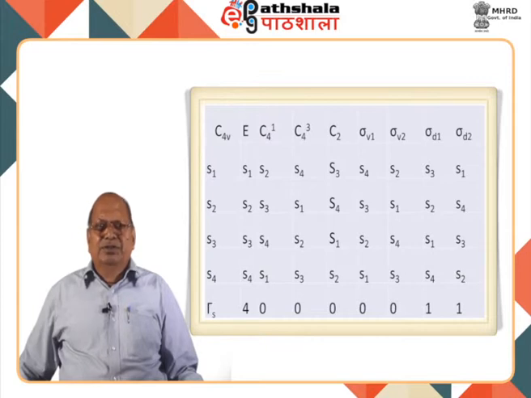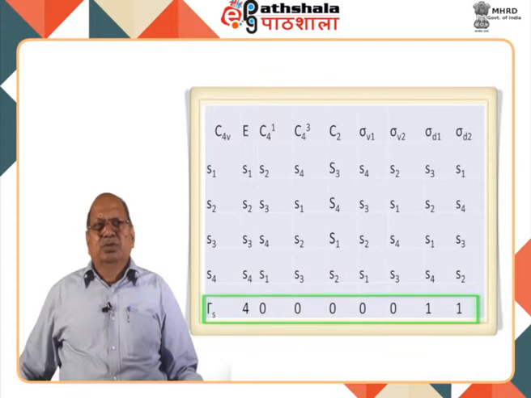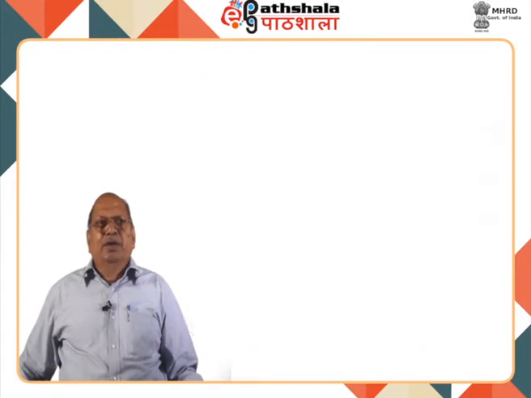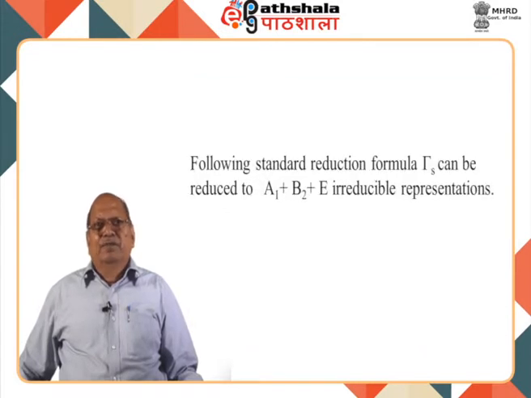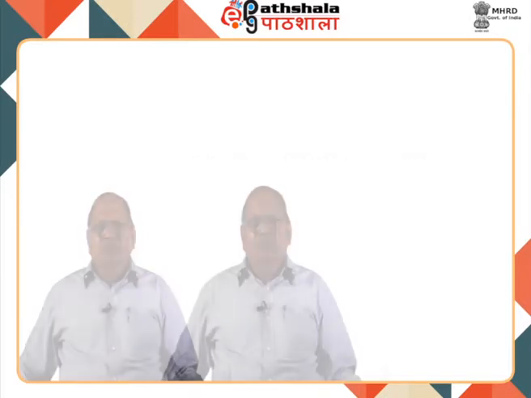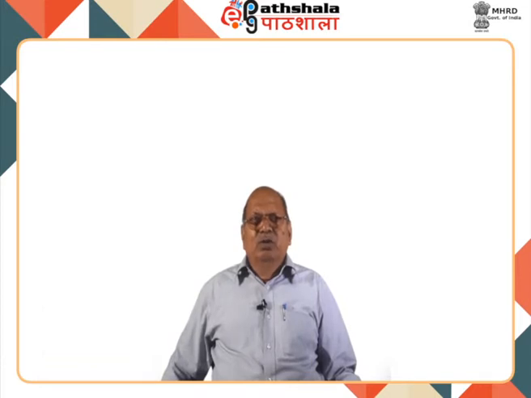S orbital function as 4, 0, 0, 0, 0, 0, 1, 1. So, this is the reducible representation, and by following the standard reduction formula, tau S can be reduced as A1 plus B2 plus E irreducible representations. So, we now have to consider only these irreducible representations.